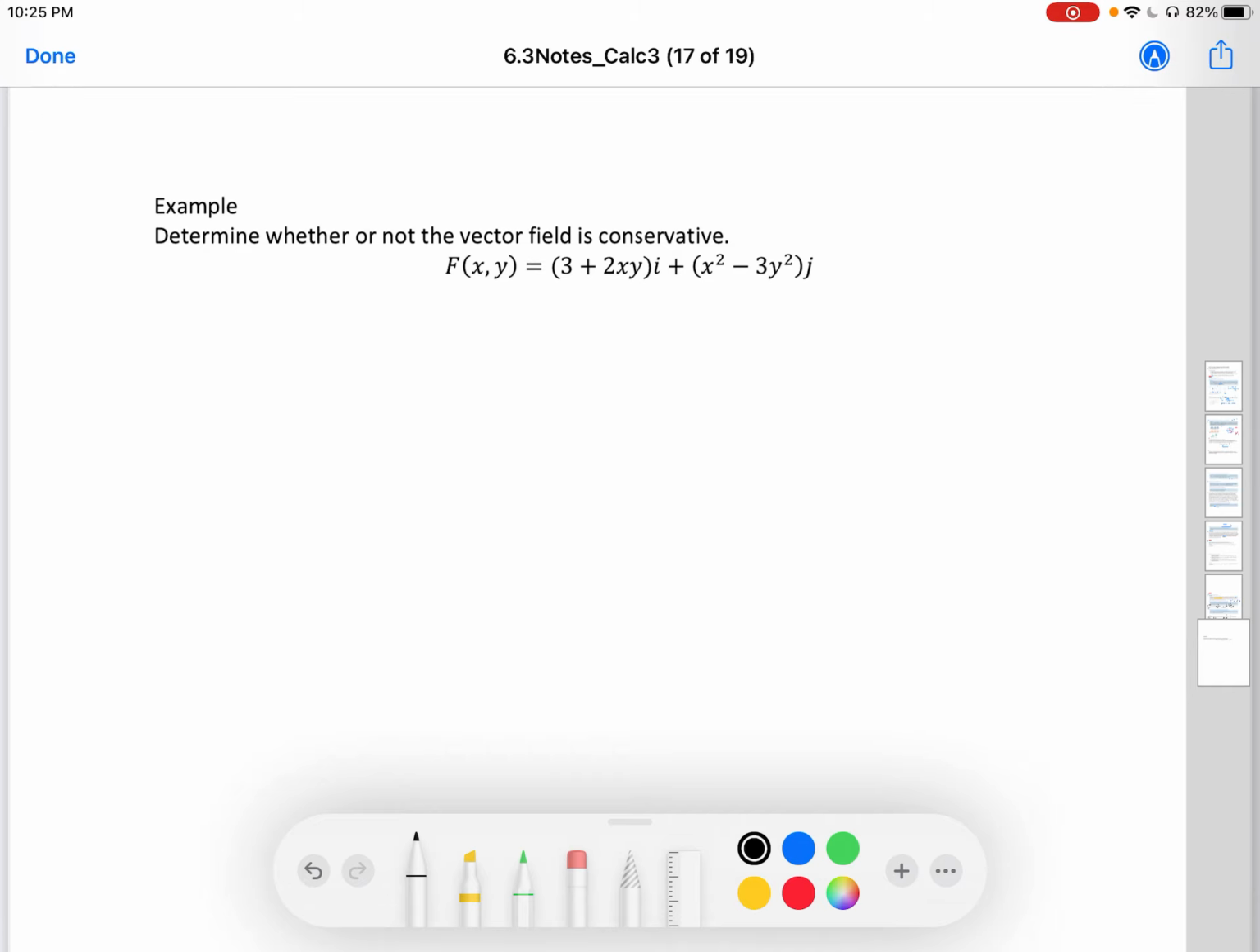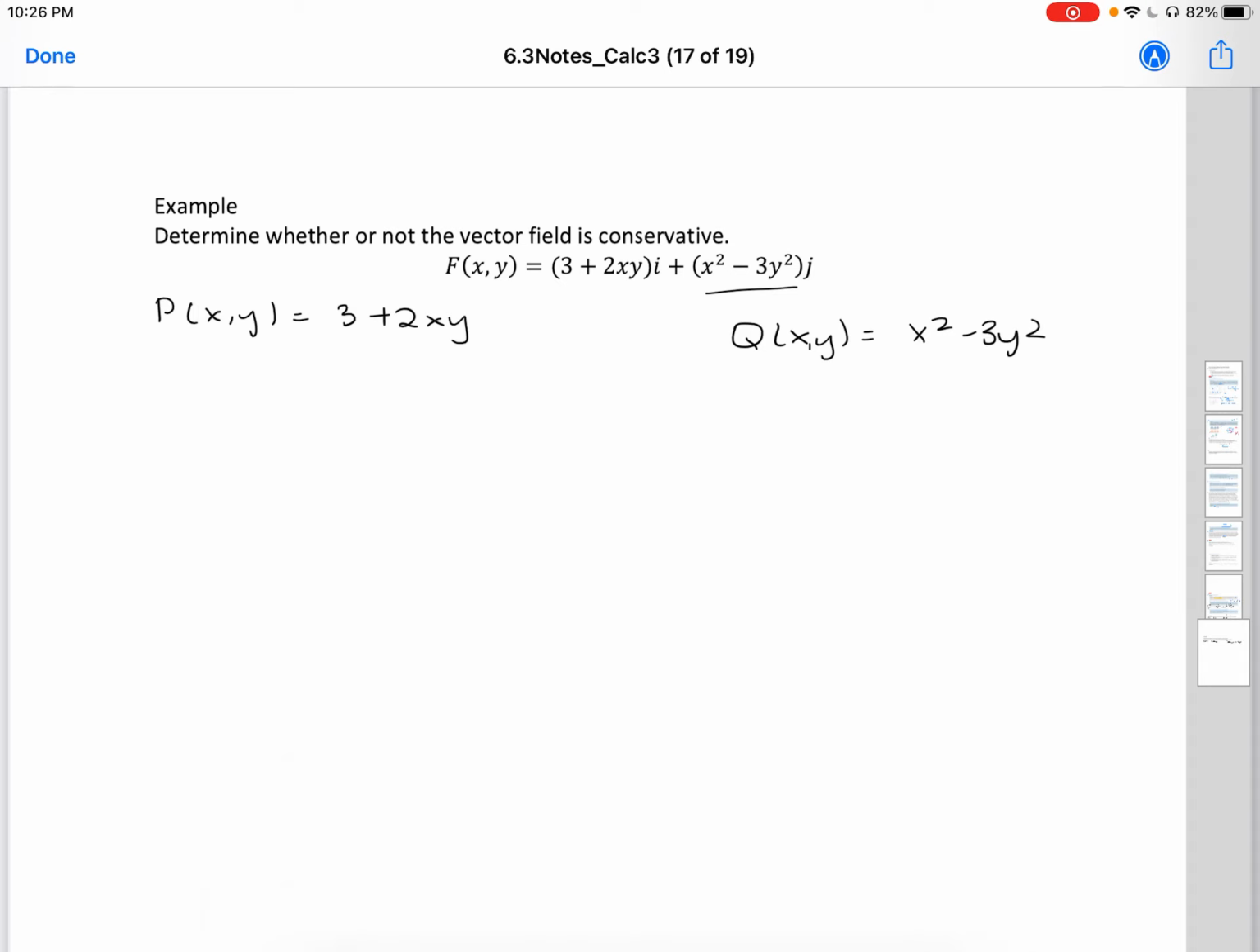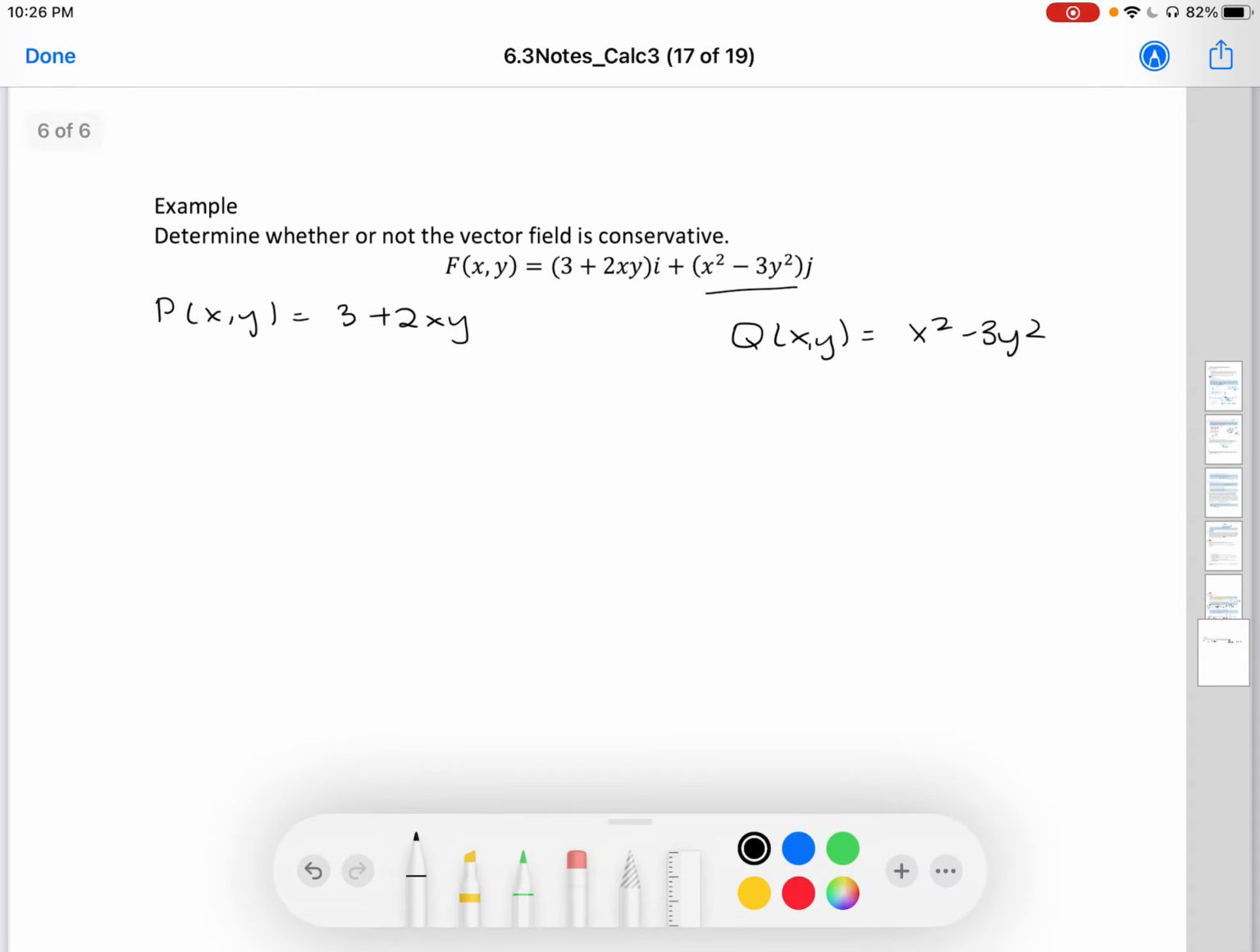Determine whether or not the vector field is conservative. We have F of x comma y equals 3 plus 2xy i plus x squared minus 3y squared j. For the first component, p of x comma y is equal to 3 plus 2xy. And second, q of x comma y equals x squared minus 3y squared. Let's work on those derivatives.